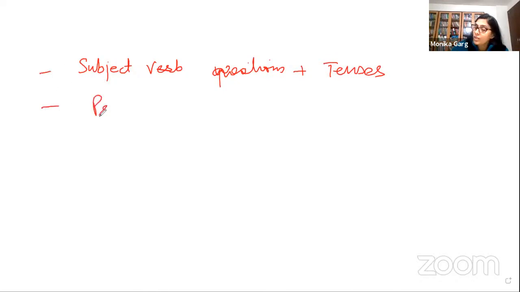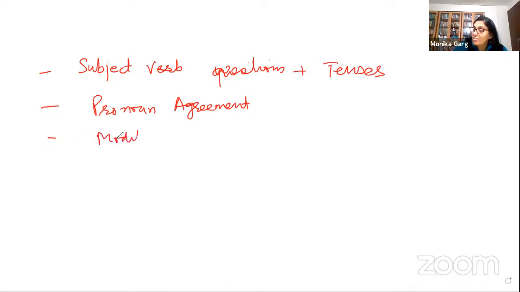Then we have pronoun agreement questions. Now, this basically is just like your verb should match the subject of the sentence, your pronoun should match the noun for which it is being used. So we'll discuss this topic also in detail.